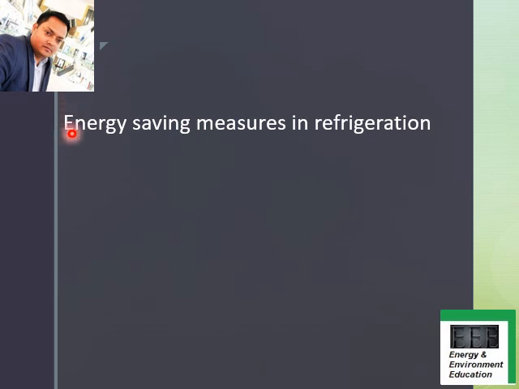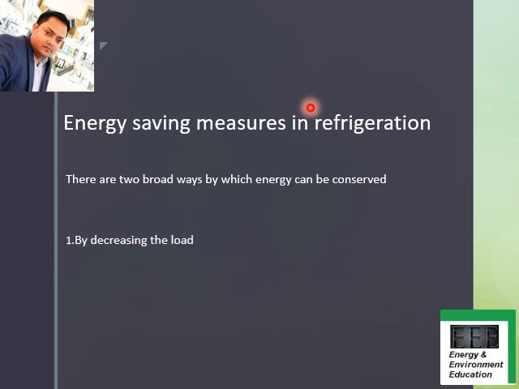Also, continuing with the energy saving measures in the refrigeration system, friends. In broad terms, there are two ways by which you can explain this in the case of the examination. The first one is by decreasing the load, and the other is by optimizing the refrigeration system. These are the two broad ways by which you can conserve energy in the refrigeration system, friends. So you can explain these two points in detail if they ask you to explain the broad ways by which you can save energy in the refrigeration system, friends.